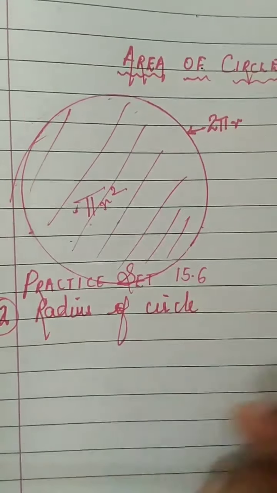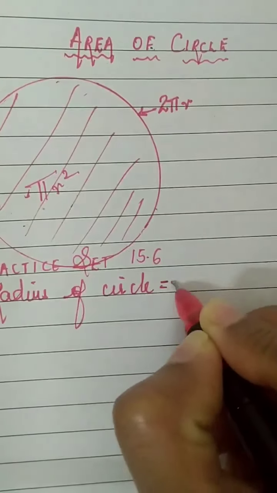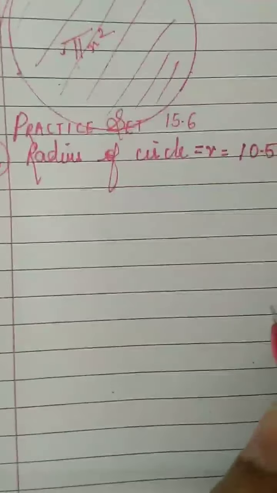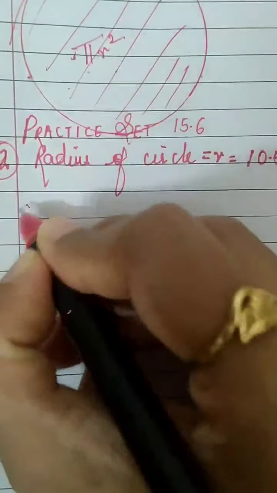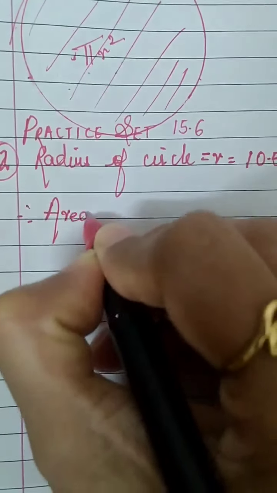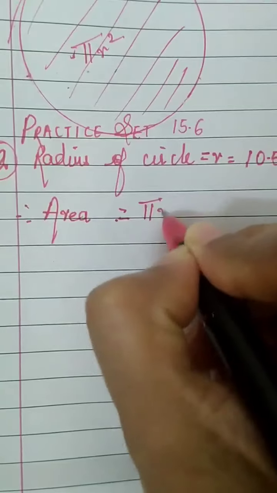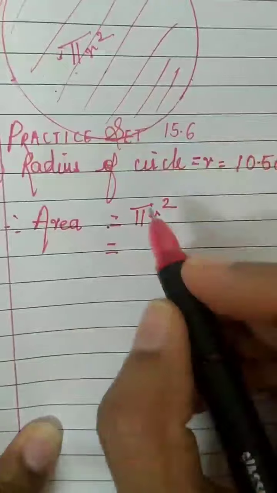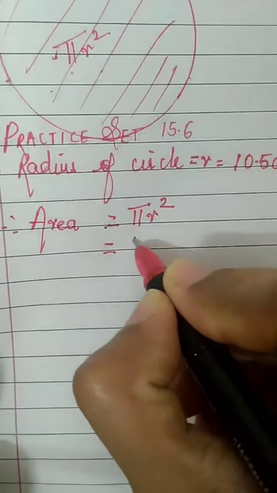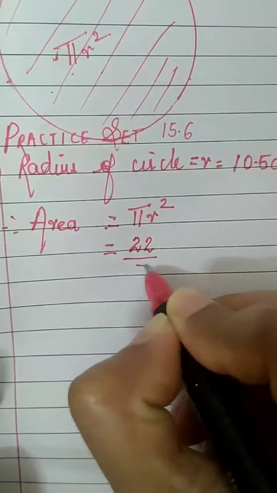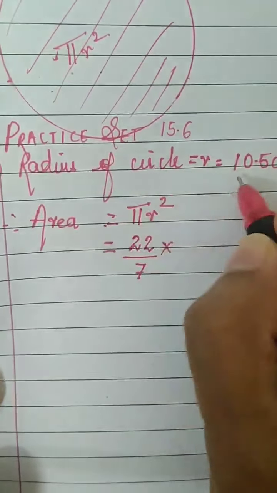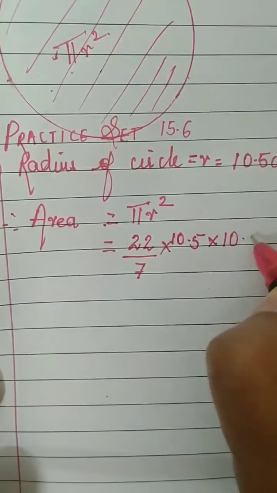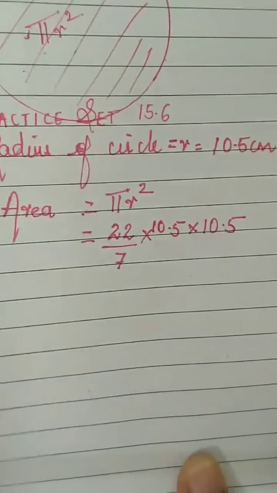Now this is the second question. Radius of the circle, r, is given as 10.5 centimeter. Question is, find out the area. So therefore area is equal to pi r square. Pi is an irrational number. The value of pi, if it is not given in the question, you will always take as 22 upon 7, into radius, which is given as 10.5. Square means 10.5 into 10.5, two times you will multiply.